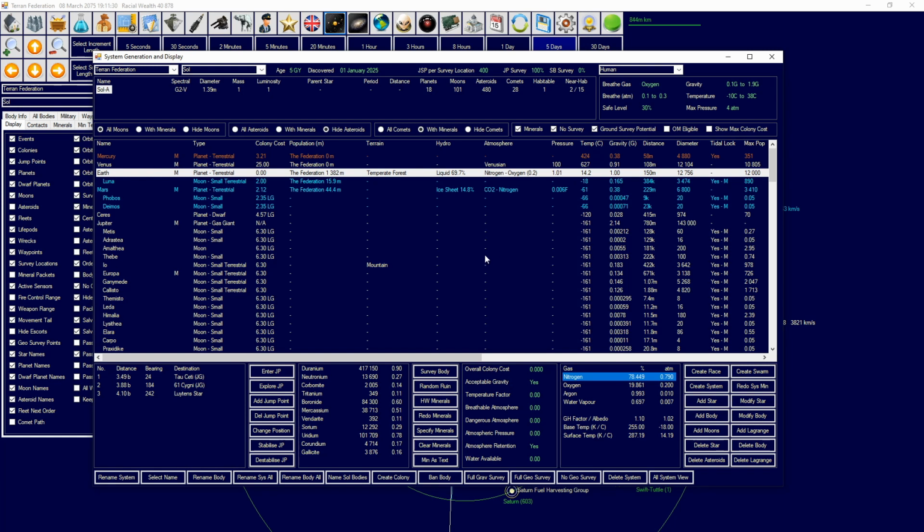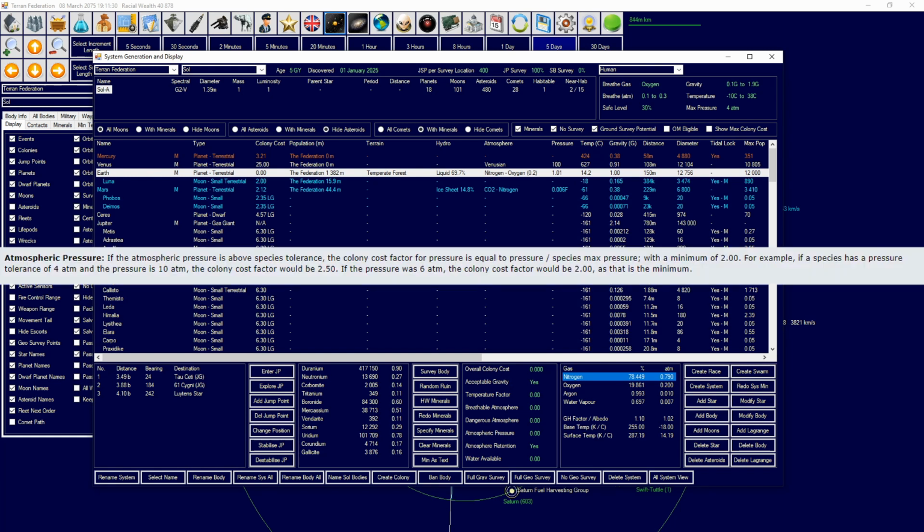And going into atmospheric pressure, if atmospheric pressure is above species tolerance, the colony cost factor for pressure is equal to pressure divided by species max pressure with a minimum of 2.0, for example.